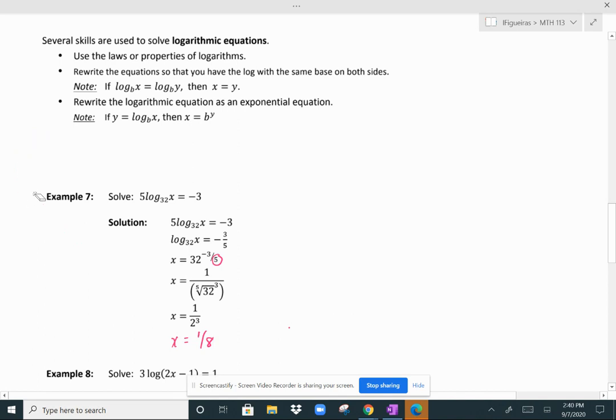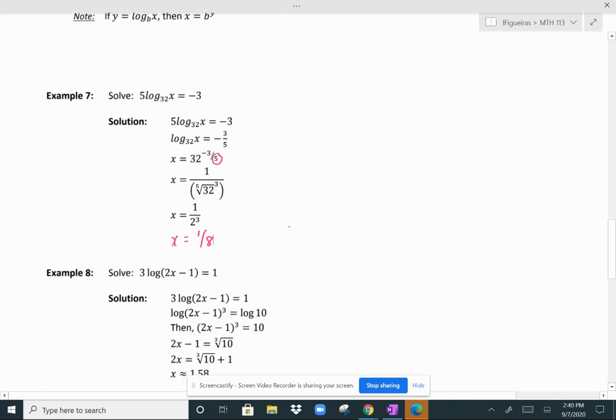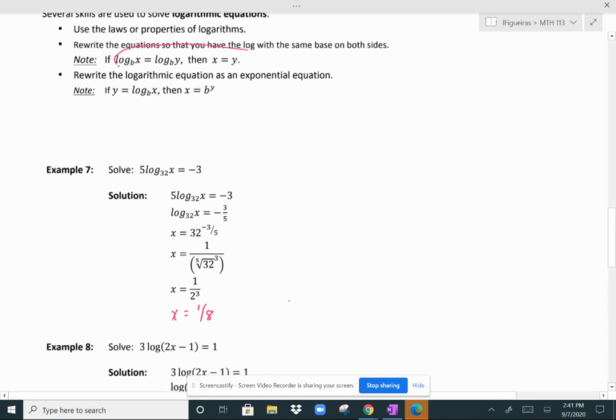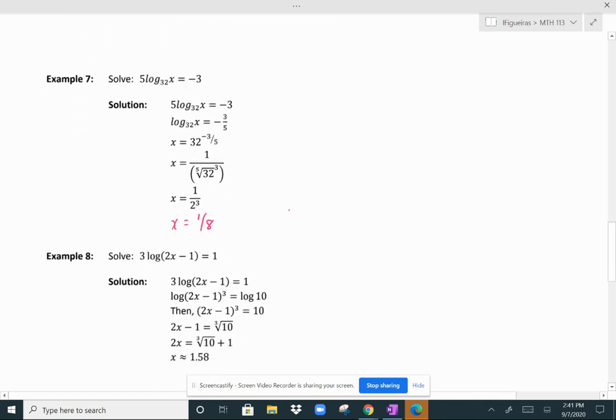All right, so let's try another one. I have 3 log base 10 of 2x minus 1 equals 1. You can actually solve this problem the same way I did this one, by dividing by 3 and then rewriting the logarithm as an exponential, but I'm going to show you a different approach. I'm going to use this skill right here where I have logs on both sides with the same base. What I did first was I used my log laws to put the 3 in the exponent of 2x minus 1.